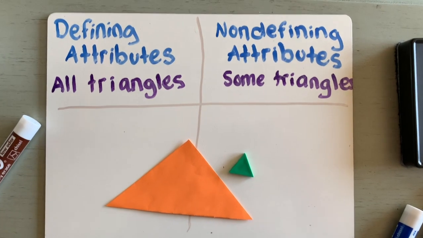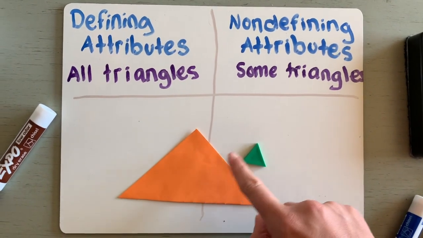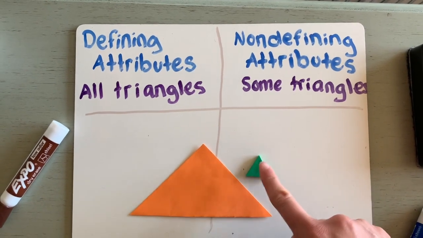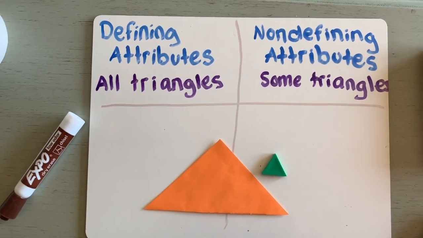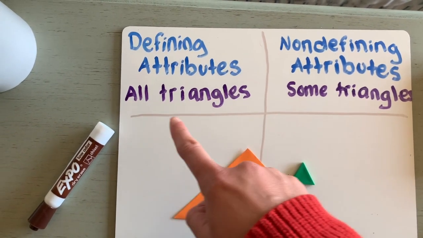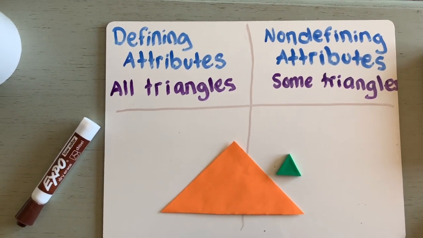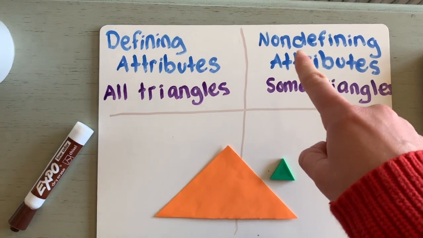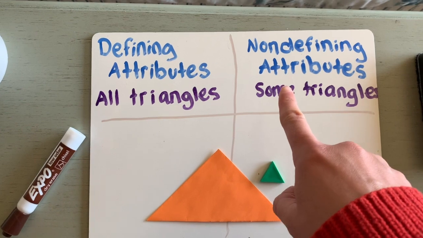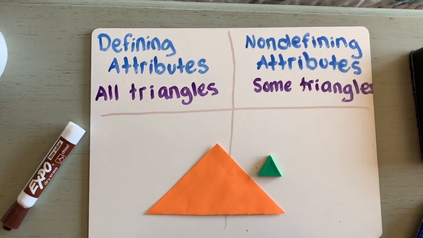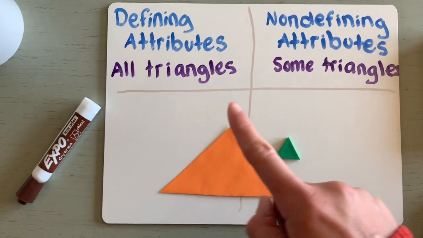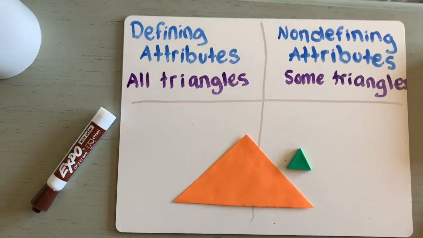So there's different kinds of triangles. You can look at both of these and know that they're both triangles, but they look a little bit different. So we're going to look at what are the defining attributes. That means what things do all triangles have? And what are the non-defining attributes? Those are things that some triangles have that are different than other triangles. So first, things that all triangles have.